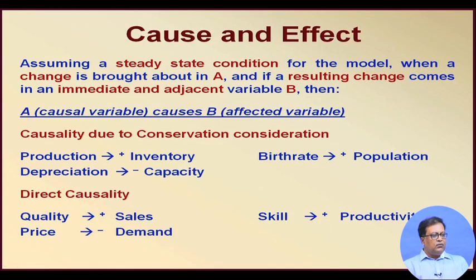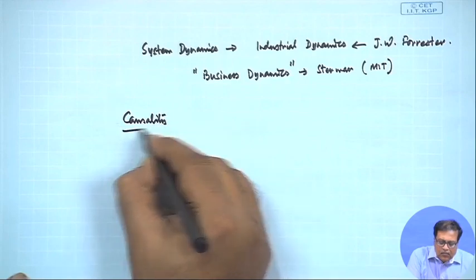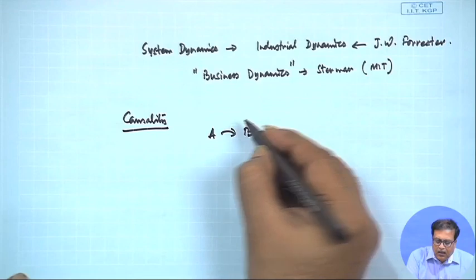Now, for all these models we have steady state conditions, and then a change is brought about in A and the resulting change comes immediately in an adjacent variable B. That is the essential meaning of causality. So, let us see what causality is. We say that A causes B.